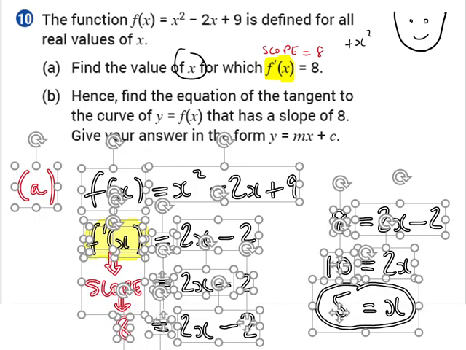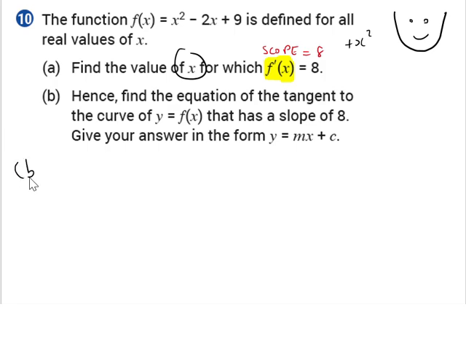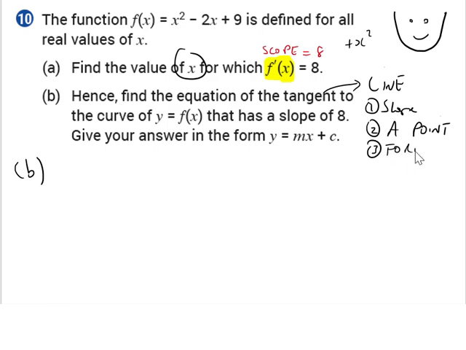So what is going on with part B? Part B then says, okay, hence find the equation of the tangent to the curve y is equal to f of x that has a slope of 8. Look at it, same thing over and over again. A tangent is a line. You need three things for your line. You need the slope, you need a point on the line, and number 3, you need a formula. So we definitely have two of them. Look at it, part A was there, find the value of x for which the slope is 8. And so we're after finding out there that the slope is 8.